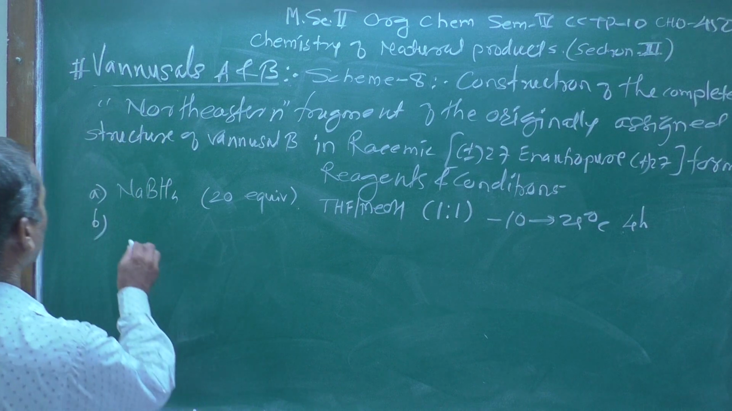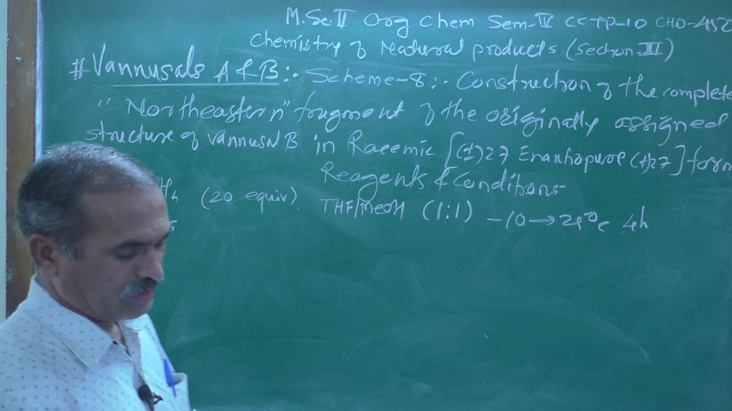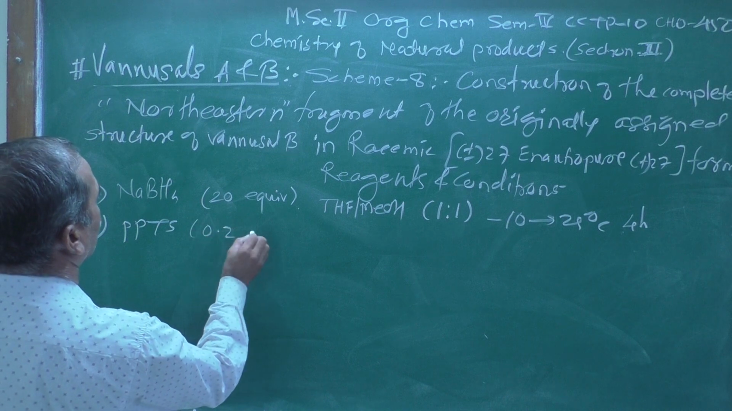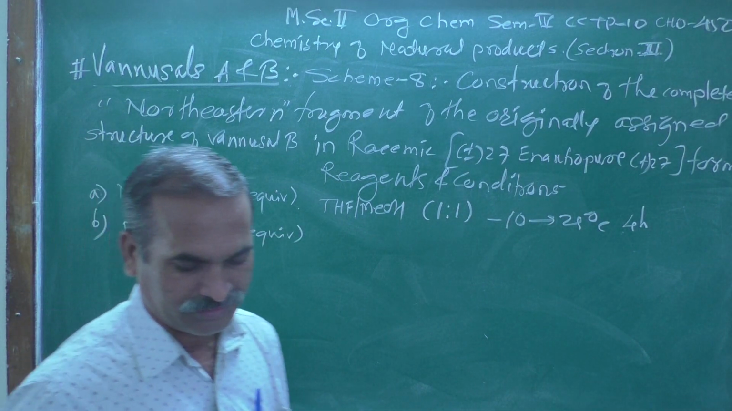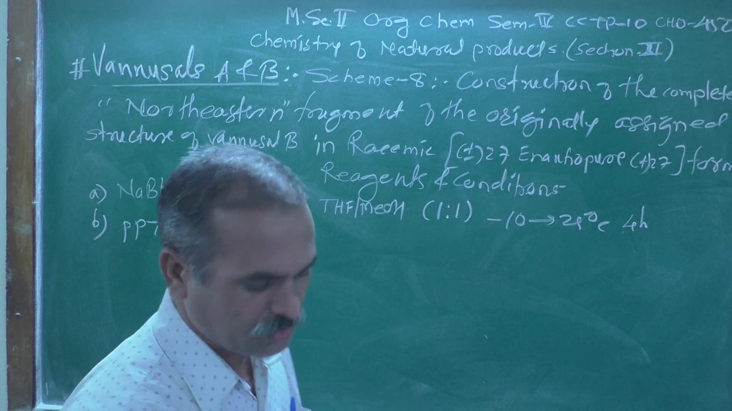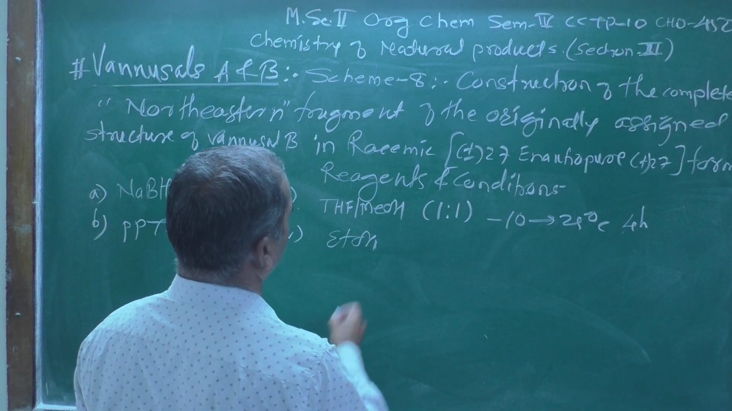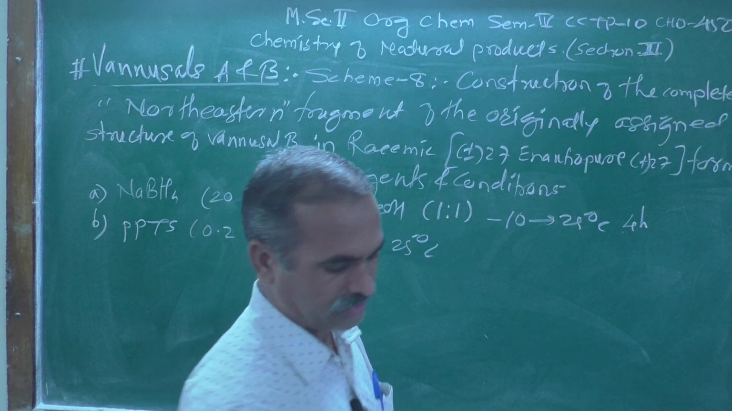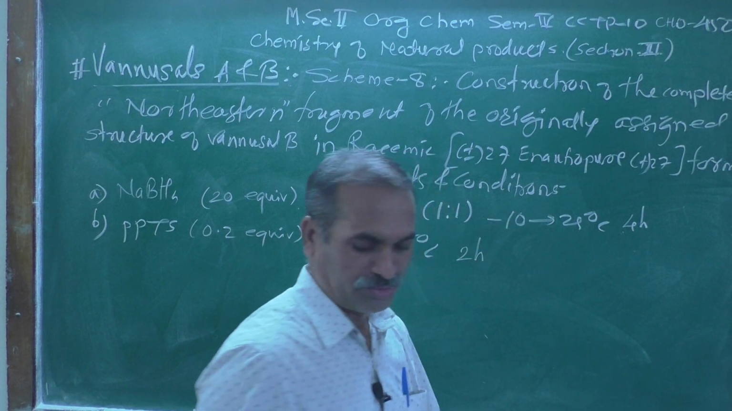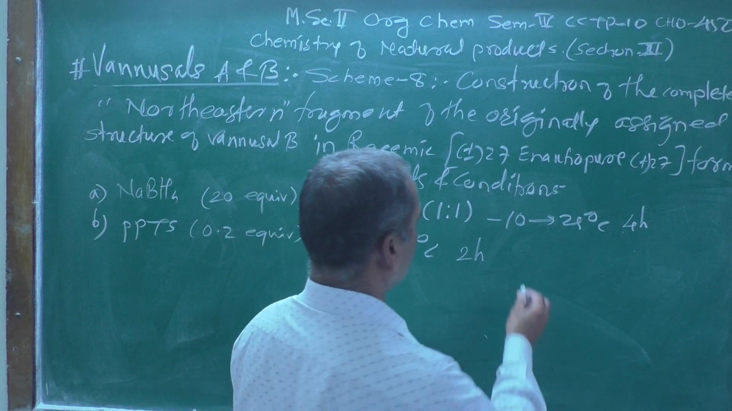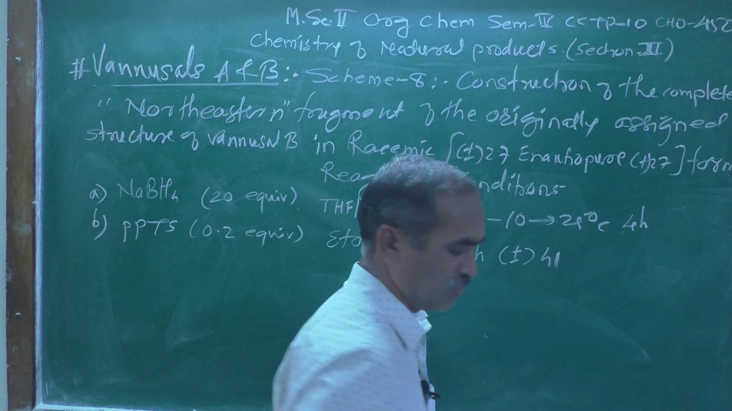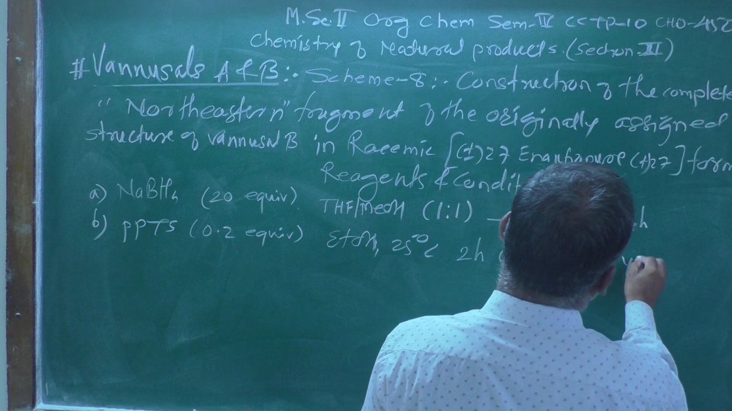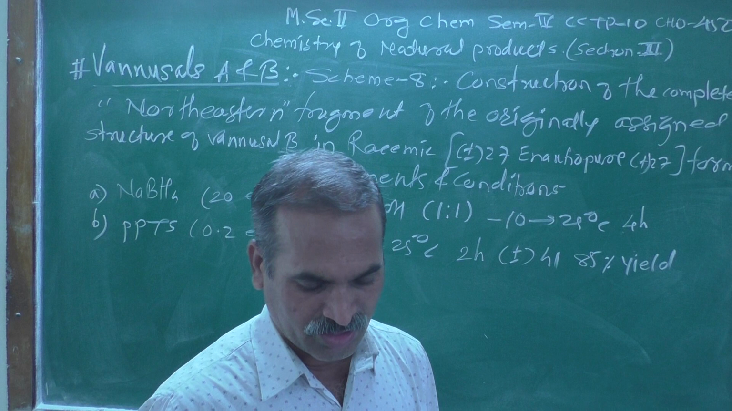Now, the second one is PPTS, used as 0.2 equivalent, and the solvent used here is ethanol, and the temperature is near about 25 degrees centigrade, at room temperature, and this reaction mixture was stirred for 2 hours, and the compound racemic mixture of 10 was obtained in 85% yield.